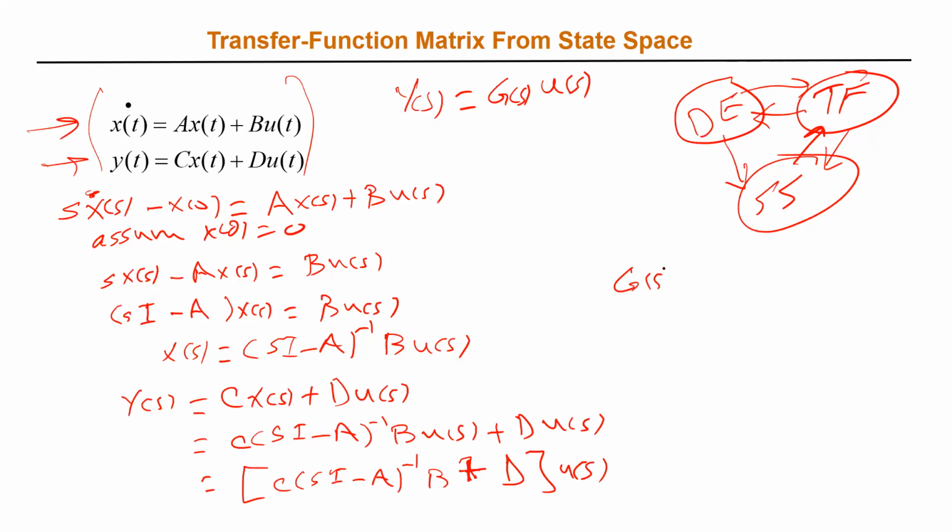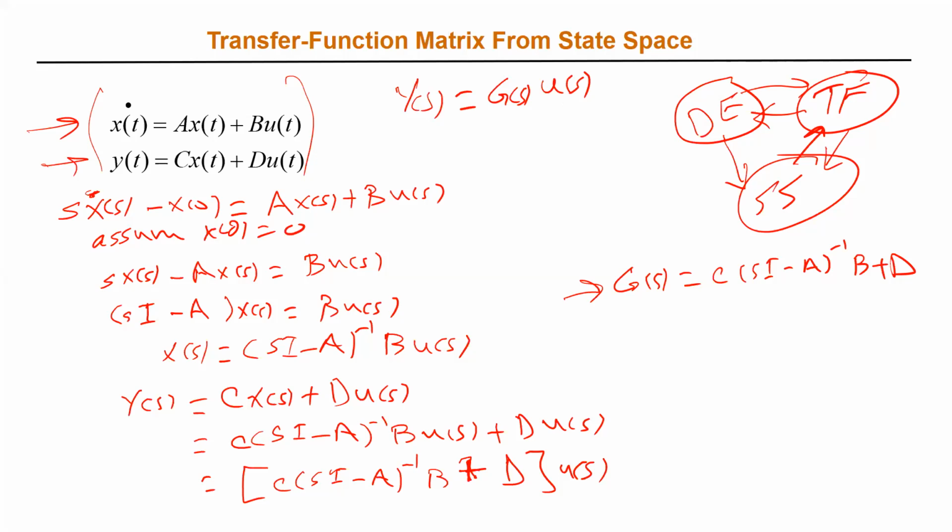So what is G of s? Can you tell me? Just between the parentheses, just whatever is in the bracket. So it's going to be C (sI minus A) inverse B plus D. And this is valid for single input, single output, multi-input, multi-output, in canonical form, any general form, okay? So basically, if you have the quadruple A, B, C, D, you can find the transfer function. And the transfer function, okay, is unique.